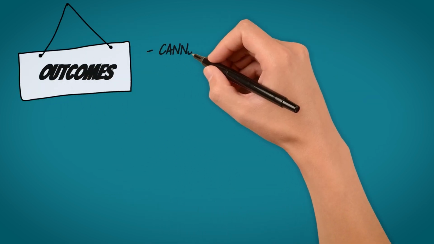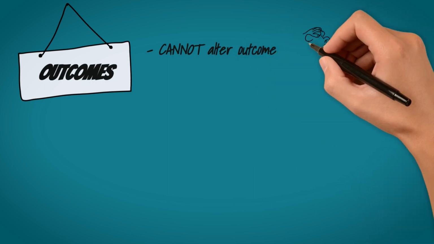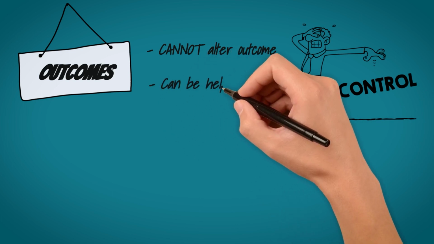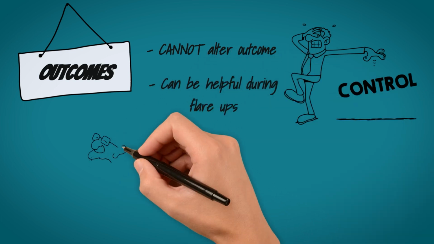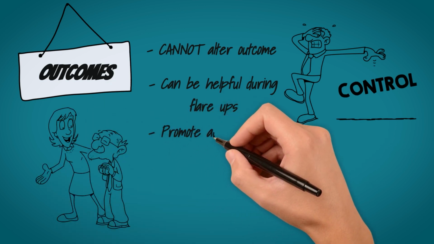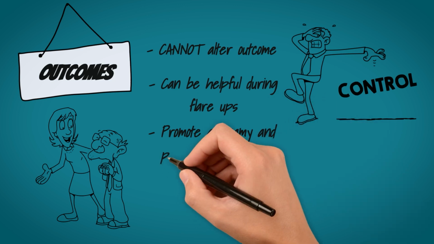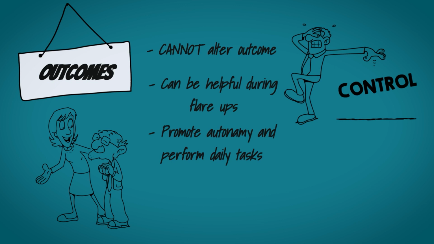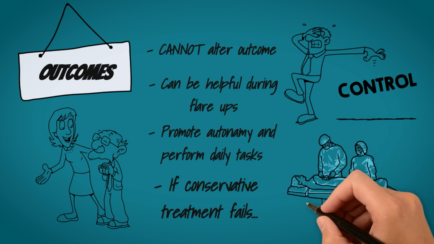Finally, the outcomes. It's important to understand that physical therapy does not have the power to alter the final outcome of osteoarthritis. It can, however, be immensely helpful during the periods of worsened symptoms or during flare-ups. Osteoarthritis is a chronic and progressive condition, but physical therapy can aid in reducing its impact and promoting patient autonomy in manageable daily tasks. Over time, the pain associated with osteoarthritis typically intensifies. There is a possibility of it stabilizing. In cases where conservative treatment proves ineffective, joint replacement surgery may be considered.